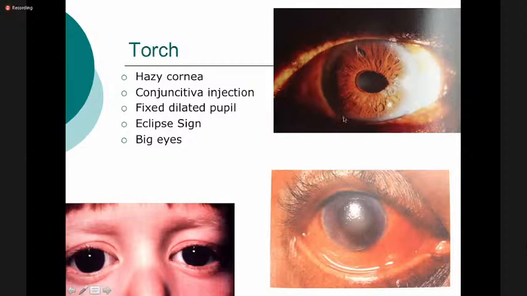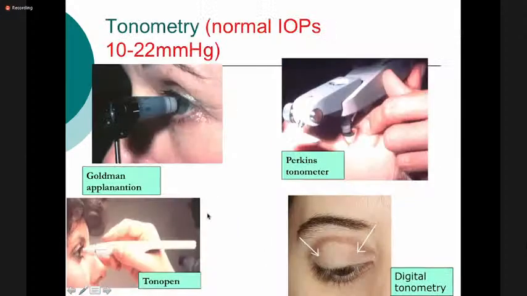And that shadow is in the shape of a crescent, what we call the eclipse sign, like when you have an eclipse and there's a crescent shape. So these are things you can pick out with the torch. And also, as I said, in congenital glaucoma, any child who has big eyes, that's not normal, send them to the ophthalmologist immediately. Now, when it comes to tonometry, you can measure the pressures.